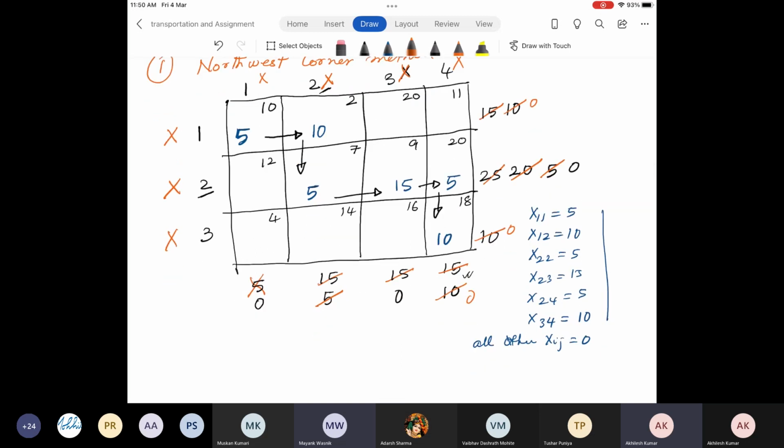Okay, so how many variables for this problem? Your m was 3 and n was 4. So how many variables do we have?